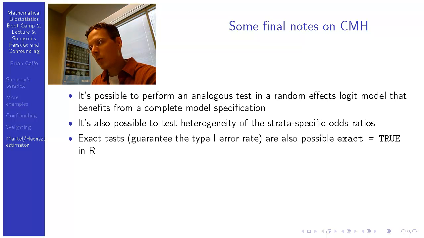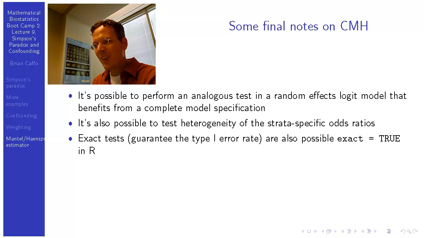The final thing I would mention is that we have these K hypergeometric distributions that we used in the CMH test statistic. So you can probably guess that you can do some sort of exact test in this case. In R, you can just set exact equals true as an argument in the Mantel-Haenszel test. But you could probably envision how it's done.